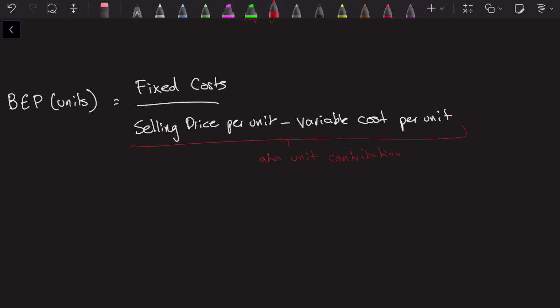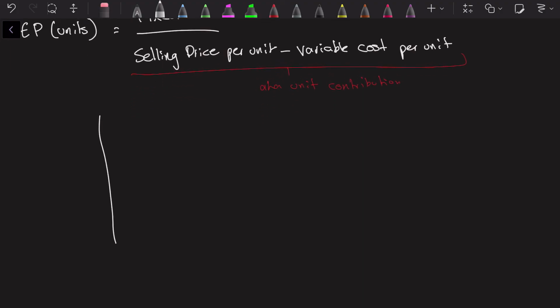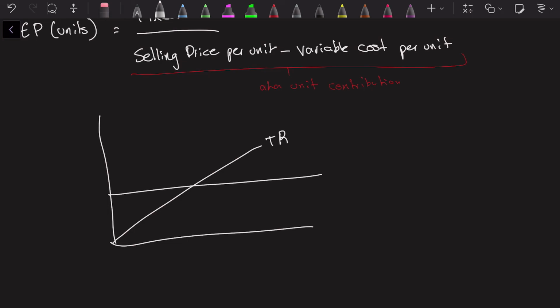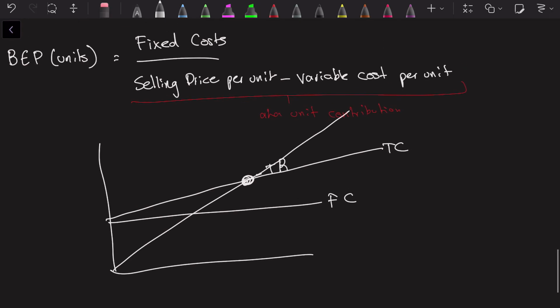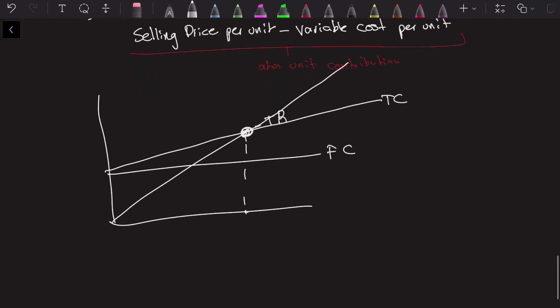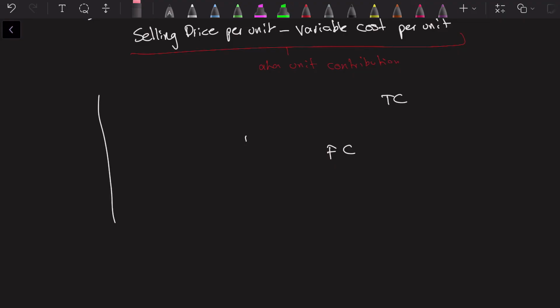Okay, this gives the break-even point in units, so you'll get a value like 40 units or something. Break-even point roughly, this isn't to scale, but you've got total revenue, you've got fixed costs, and then total costs like this, and then that would be your break-even point. So I would do my formula, and it would get this number here, and then I know that my break-even point was there. Units are the x-axis of a break-even, by the way.